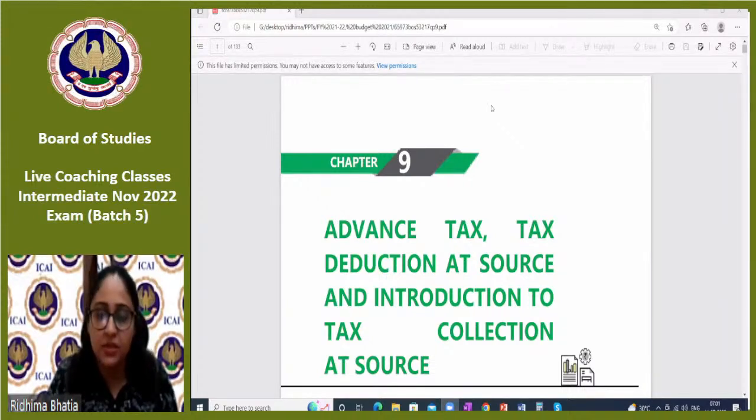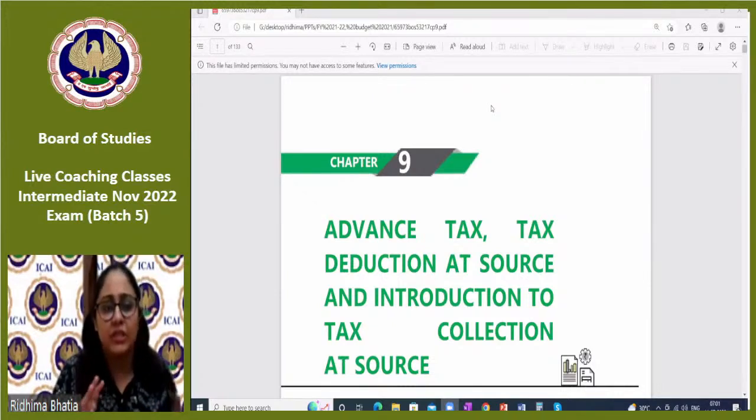Anu says, from tax collection at source in India, the means of collecting tax on income by requiring the payer to deduct tax before paying the balance to the payee. Very pointedly correct. Anu Gupta, very nice. So let's understand what actually these terms are. So what all your chapter 9 is about, let's start with it.